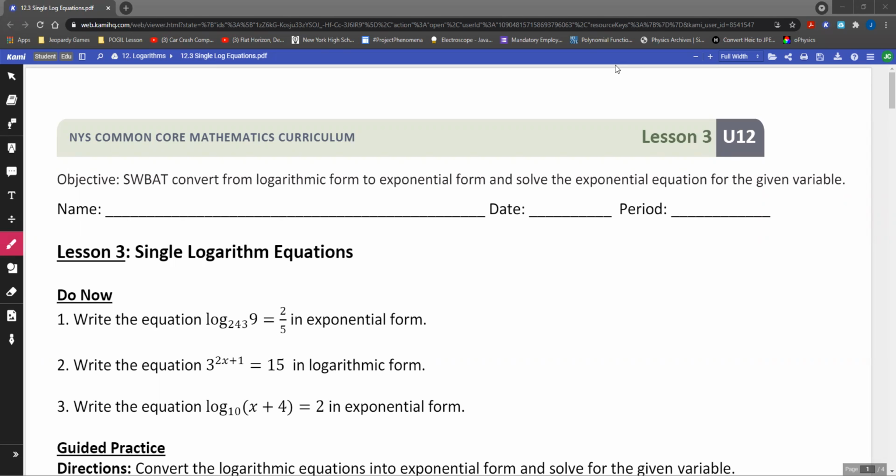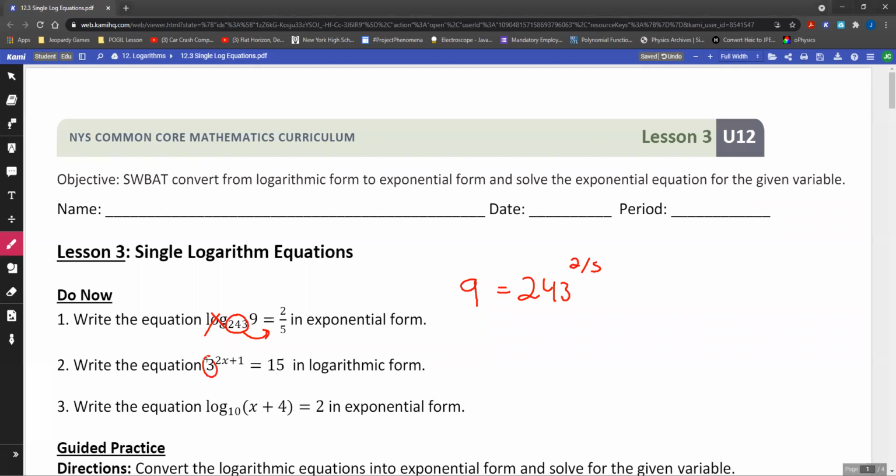So here we have the log. We're going to take the 243, move it over here, drop the log, and we have 9 equals 243 to the 2/5 power. Over here, I have the 3 already as a base. That gets moved over here. The 2x plus 1 stays on the left.